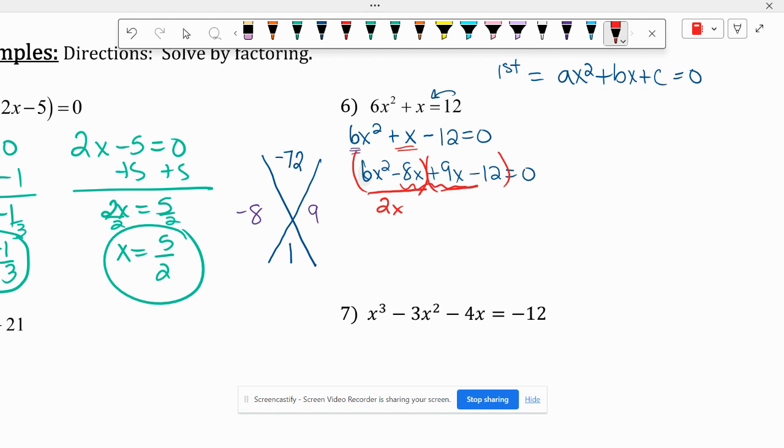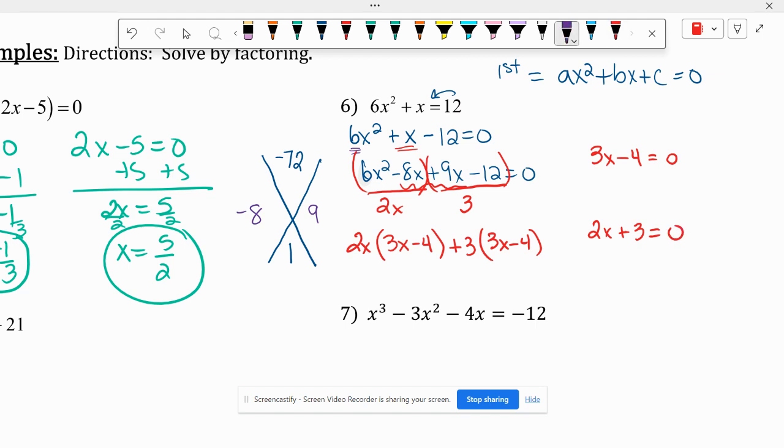2x, yes. What can I take out of 9x and negative 12? 3, okay. So if I take a 2x out of the first term, I'm left with 3x minus 4. Plus 3 times, when I take a 3 out of the second term, I'm also left with 3x minus 4. Do I have my copycat? Yes. Remember, we're setting these equal to 0. So I have 3x minus 4 equals 0, or my other factor, what's left over, is 2x plus 3 equals 0.